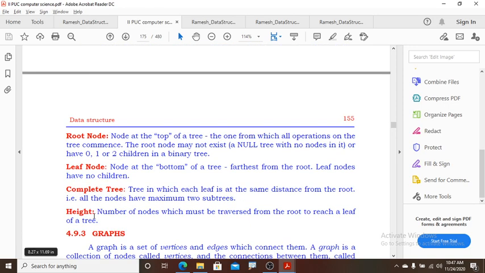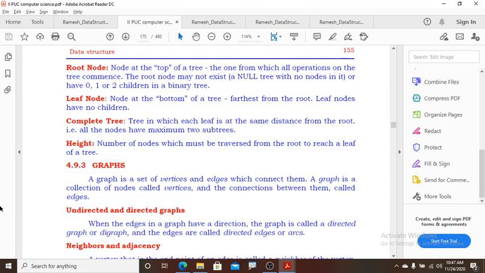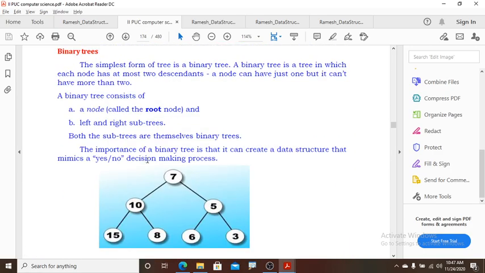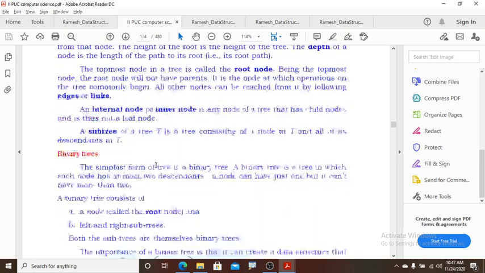What do you mean by height? Height is the number of nodes which must be traversed from the root to reach a leaf of a tree. We discussed height earlier, right? That one only. The number of nodes which must be traversed from the root to reach a leaf. So from root to leaf we are determining the height of this tree. So we finished with trees, one of the examples of nonlinear data structures.